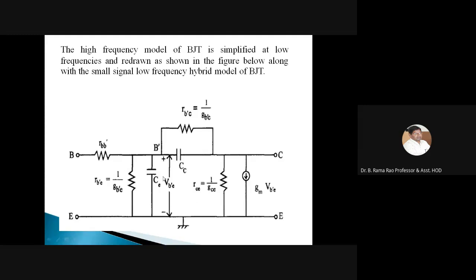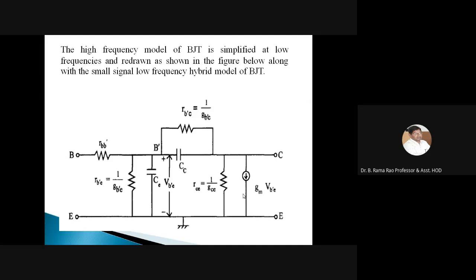Now this is the input voltage and this is the output voltage. This is the output current, IC, which is divided into these two components. Now this hybrid high frequency model of the BJT is simplified at low frequency, and we can redraw this circuit along with the small signal low frequency hybrid model of the BJT.